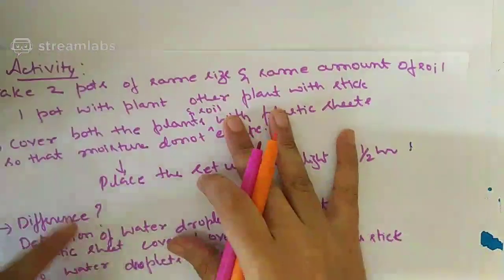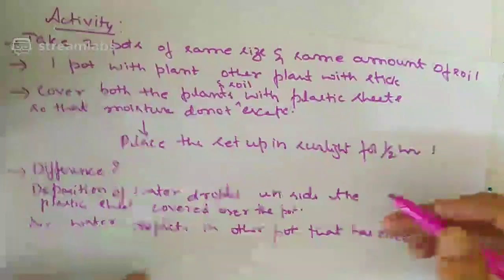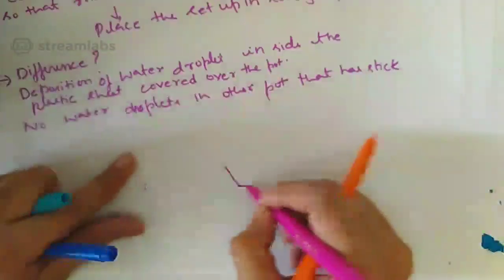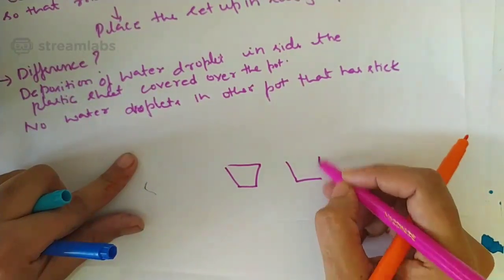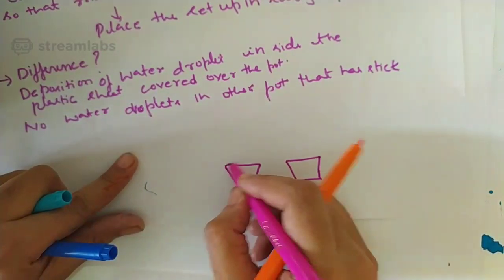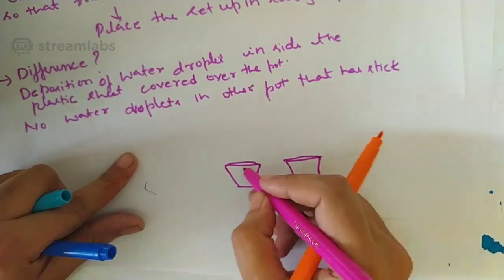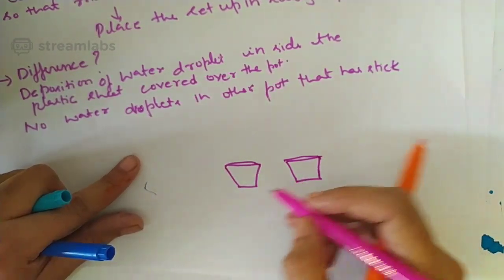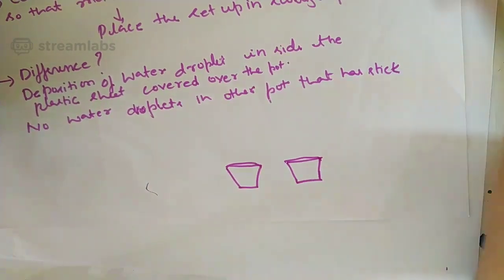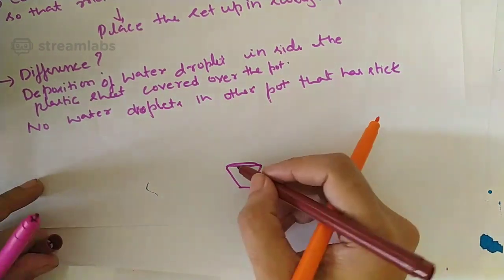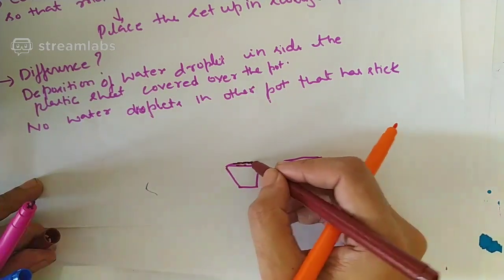Then there is an activity with respect to transport in plants. It is a simple activity. What is done here is two potted plants are taken, students. Two pots are taken, of the same size. And the two pots are filled with soil.